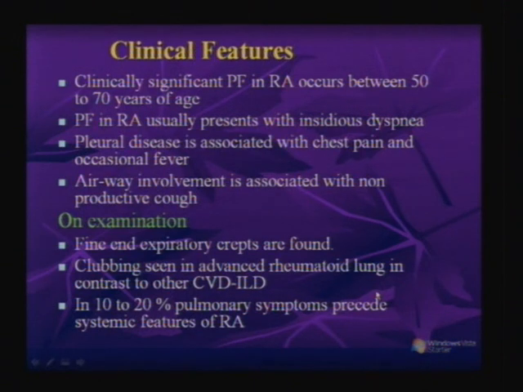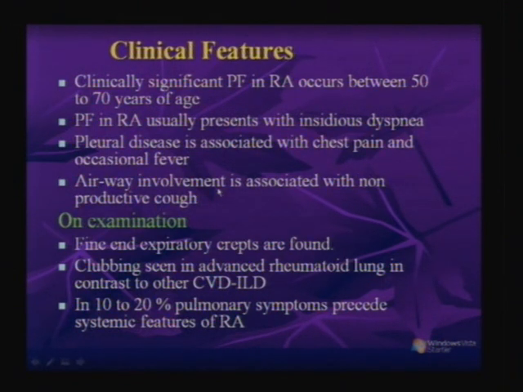Now, the clinical features of patients with rheumatoid arthritis. Clinically significant pulmonary fibrosis in rheumatoid arthritis occurs between 50 to 70 years of age. Pulmonary fibrosis in rheumatoid arthritis usually presents with insidious dyspnea. Pleural disease is associated with chest pain and occasional fever.